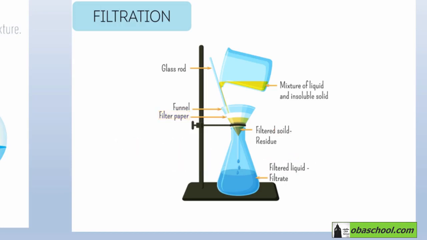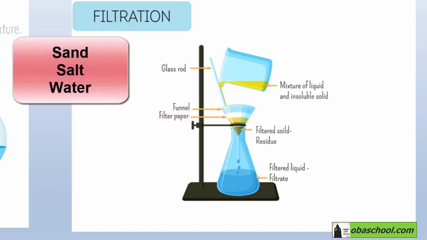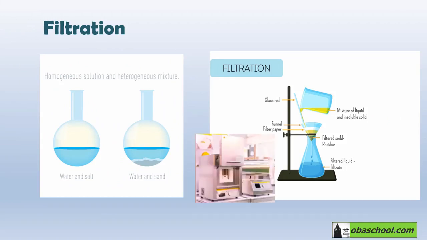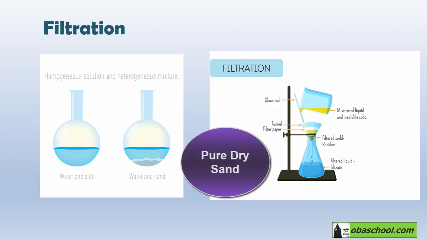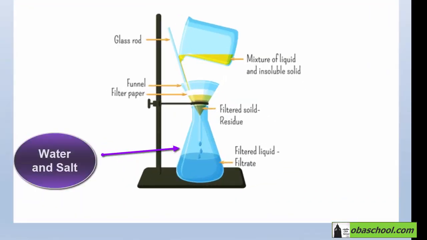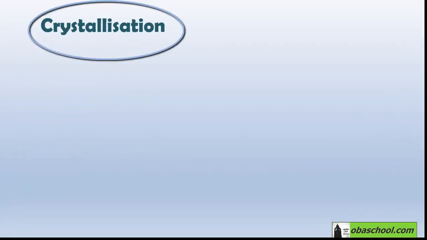So in the case of separating a mixture of sand, salt, and water, the sand, which is the insoluble solid, will be collected on this filter paper and it's called the residue. And after collecting it, you will wash this sand with distilled water to remove any salt solution left on it. And then this sand is dried in a warm oven to evaporate any water off, and then you will have pure dry sand. In this beaker, you will collect the liquid, which is water and salt, and this is called the filtrate. What about crystallization?